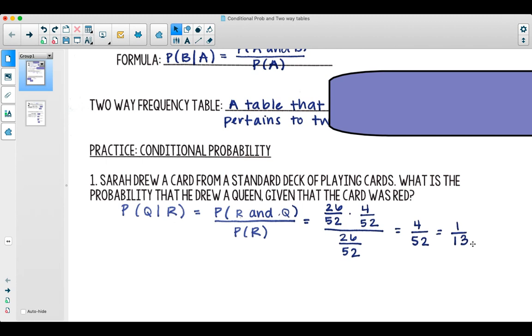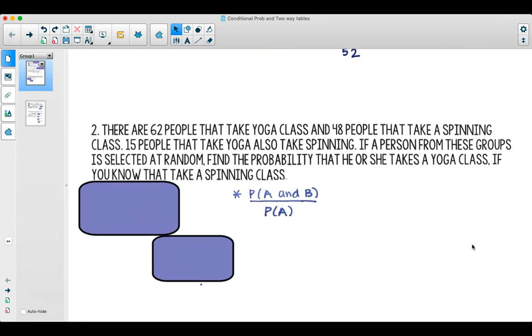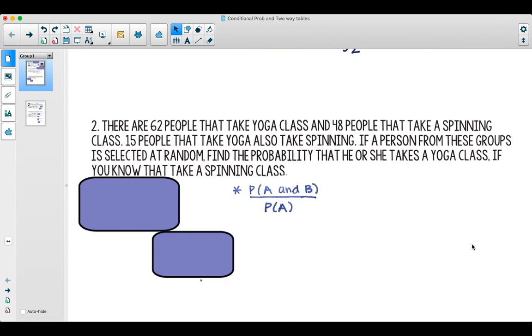The second thing that we're going to look at is there are 62 people that take a yoga class and 48 people that take a spinning class. 15 people that take yoga also take spinning. If a person from these groups is selected at random, find the probability that he or she takes a yoga class if you know that they also take a spinning class. So once again, we're looking at that probability of A and B over the probability of A.